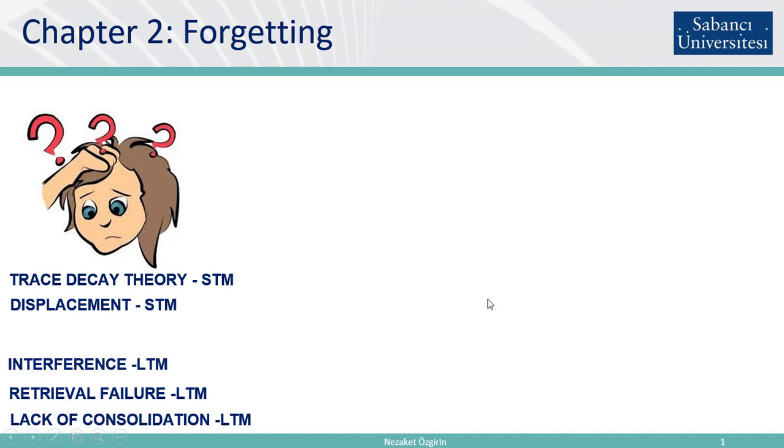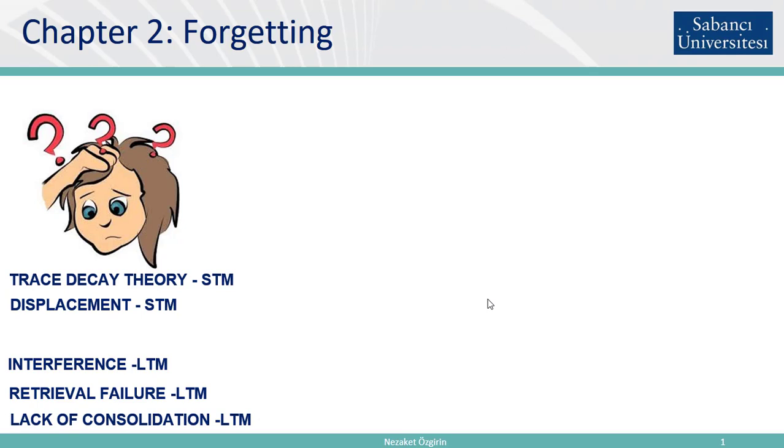Trace decay theory suggests that short-term memory can hold information for between 15 and 30 seconds if it is not rehearsed. After this time, the information decays and fades away. Displacement theory suggests that if short-term memory is full, new information takes the place of old information by pushing it out. Rehearsal is suggested again to transfer information from short-term memory to long-term memory by Atkinson and Shiffrin's model.